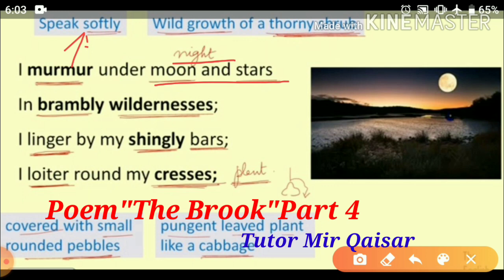In Brambly wilderness. Brambly here means wild growth of a thorny shrub. Brambly wilderness means wild growth of a thorny shrub.